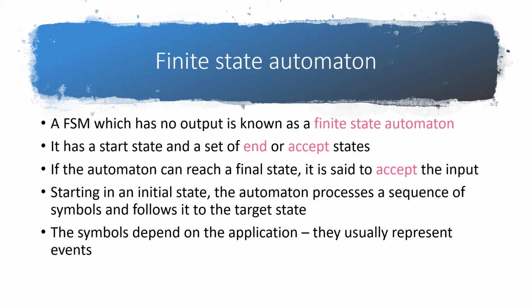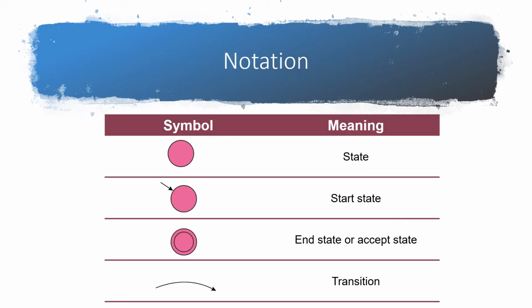So what it's going to do is start at the initial state, process the sequence of symbols that you've given it, and finish up on a state. Hopefully that's going to be the target state. And there are some specific symbols to use. I'll show you what those are first. So these are the specific symbols. A state is obviously a circle. Now the start state is indicated by the arrow, right?